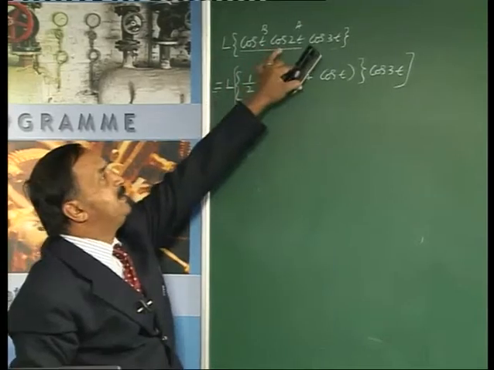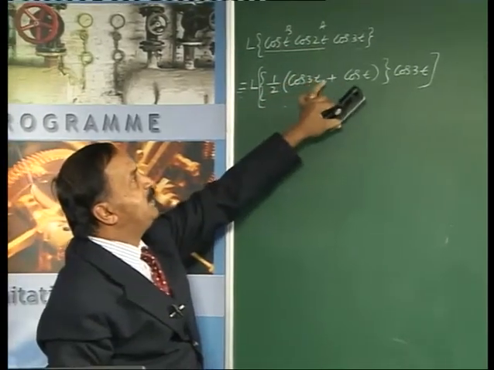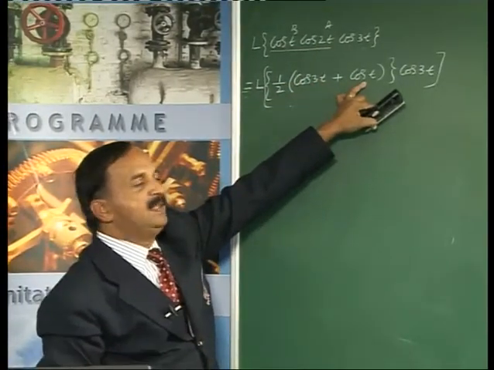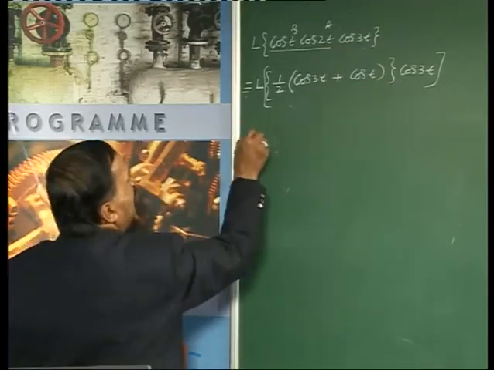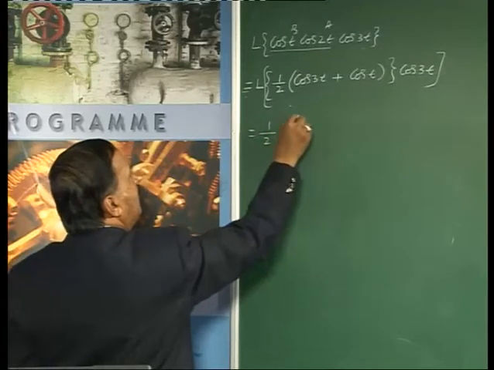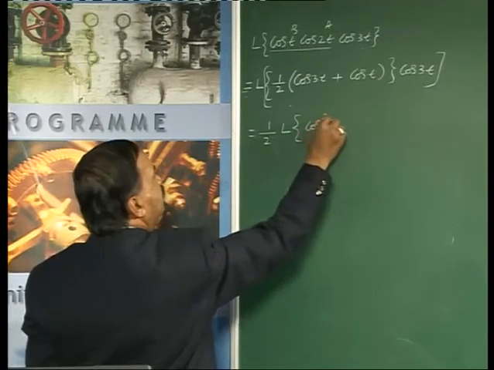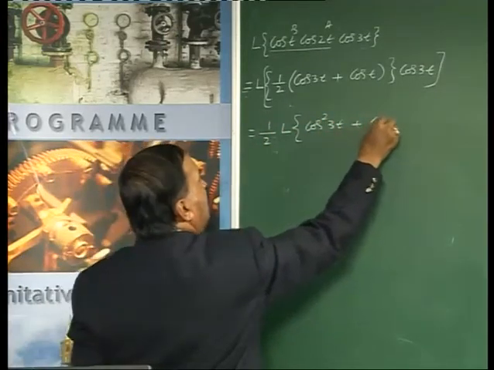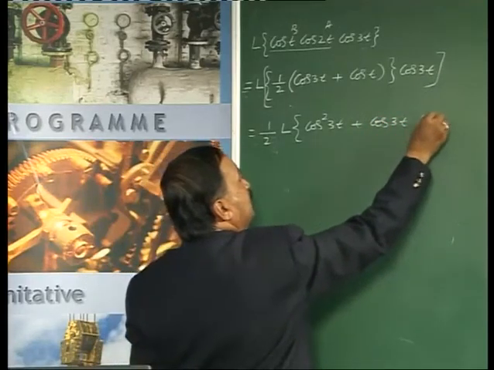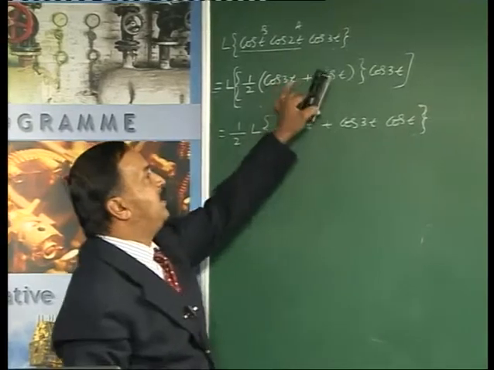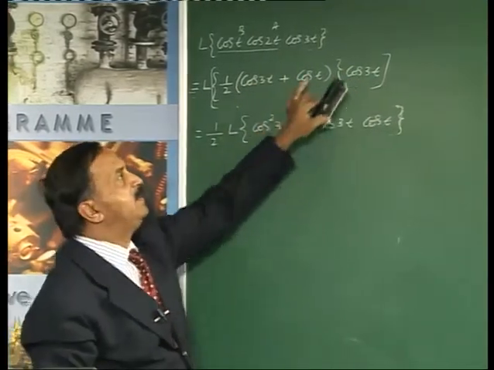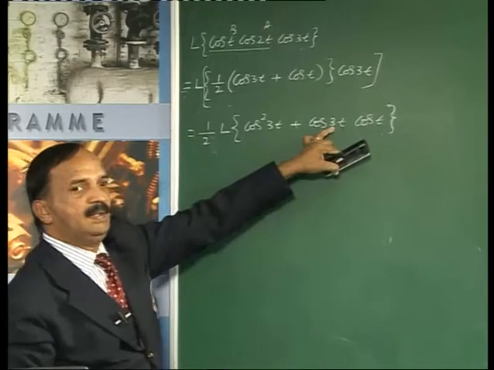So cos A cos B is equal to here 1 by 2 into cos of A plus B plus cos of A minus B, into, you write the same cos 3t. That is equal to again here 1 by 2 into L of, multiply here cos square 3t plus cos 3t into cos t. Just multiply here cos into cos, cos square 3t plus cos 3t into cos t.